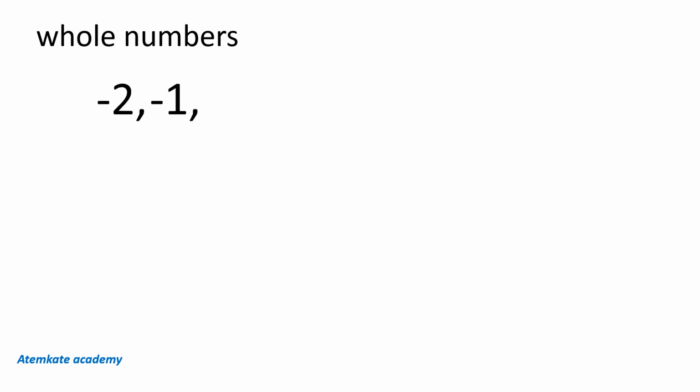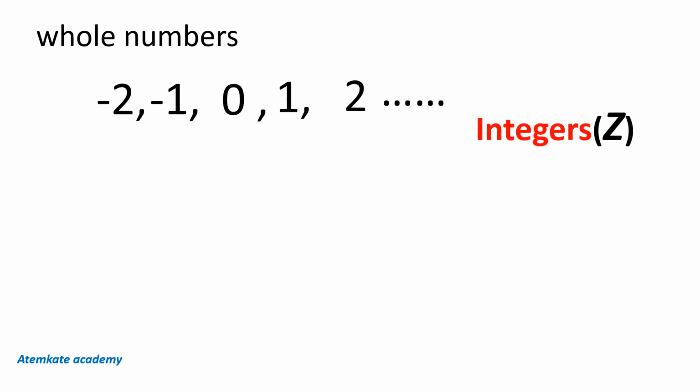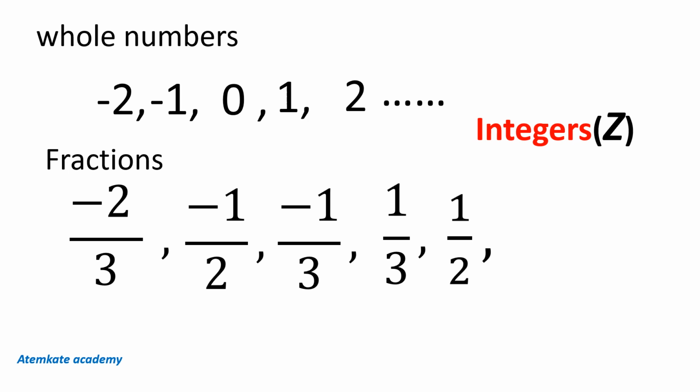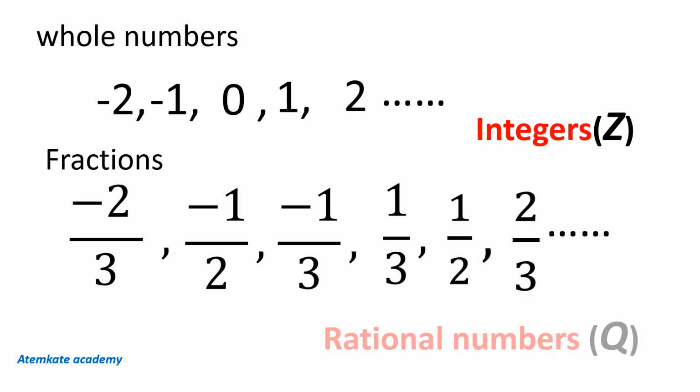For example, positive and negative whole numbers: minus 2, minus 1, 0, 1, 2 and so on. These numbers are known as integers, represented by the letter Z. Real numbers are also fractions, for example minus 2/3, minus 1/2, minus 1/3, 1/3, 1/2, 2/3 and so on. They are also called rational numbers, represented by the letter Q.